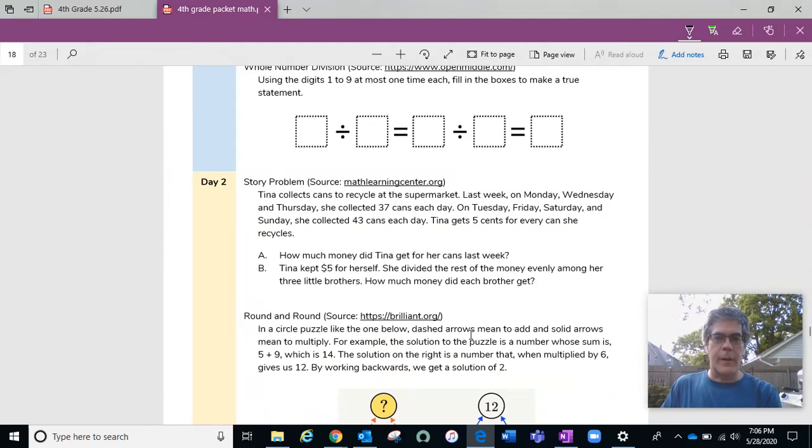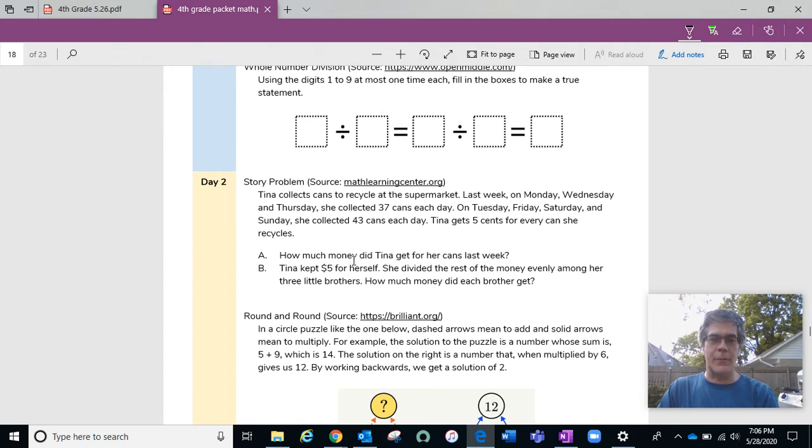We're reviewing grade 4 math remote learning, week 4, day 2. And in this video, we're going to be looking at the story problem. So Tina collects cans to recycle at a supermarket. Last week on Monday, Wednesday, and Thursday, she collected 37 cans each day. On Tuesday, Friday, Saturday, and Sunday, she collected 43 cans each day. Tina gets 5 cents for every can she can recycle.